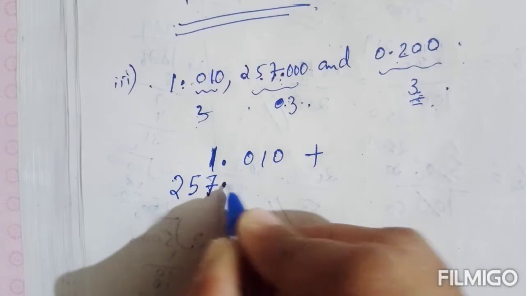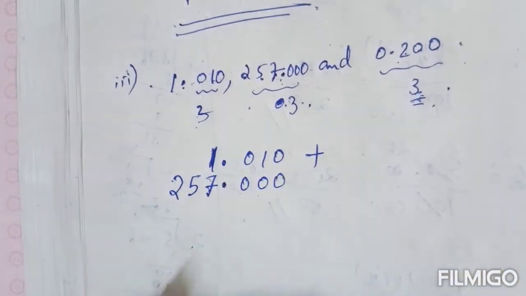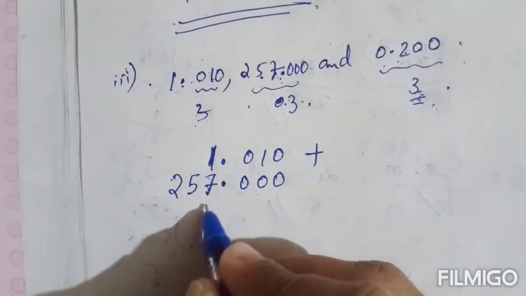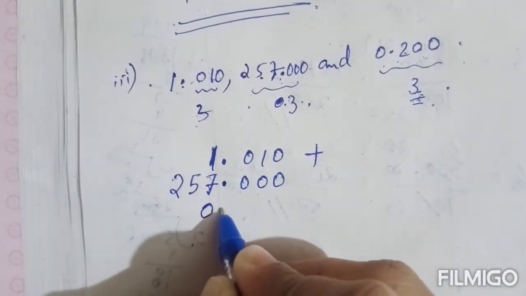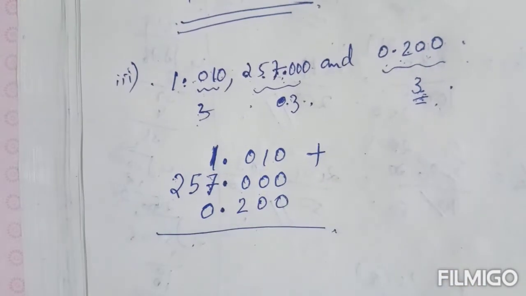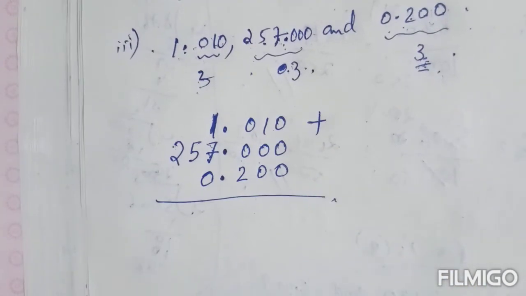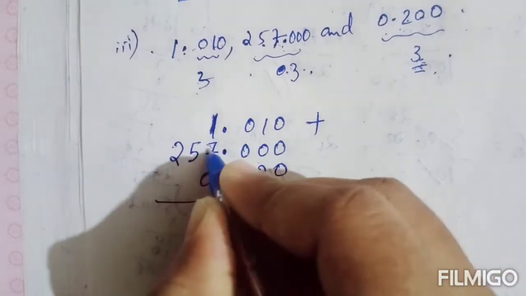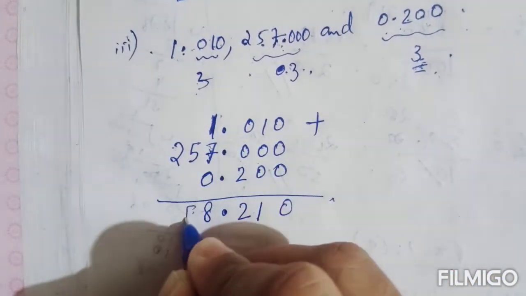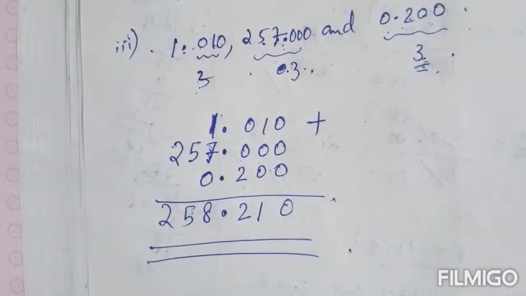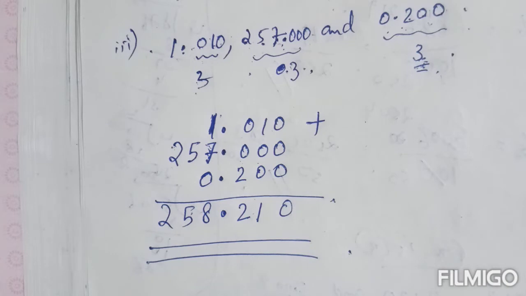Now 0.000, then 0.200. So 0 you can write in ones place, 0.200. Now you can add 0, 1, 2, 0.71852, 258.210. This will be the answer.